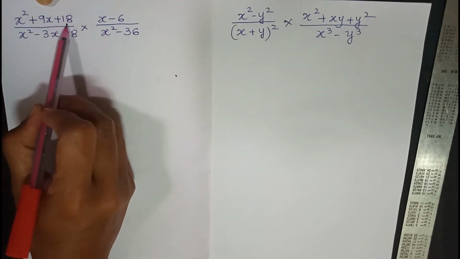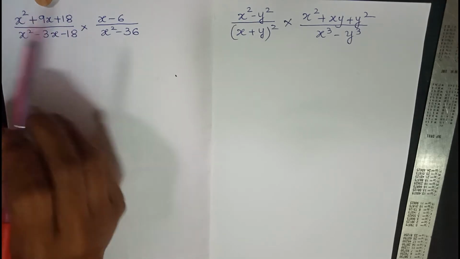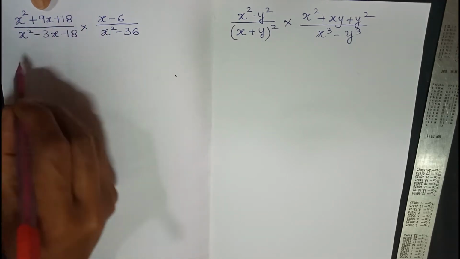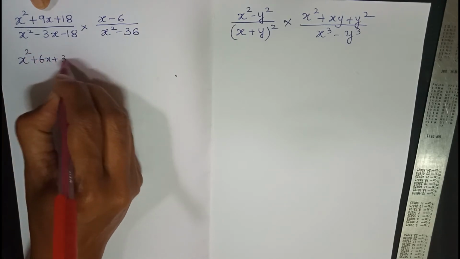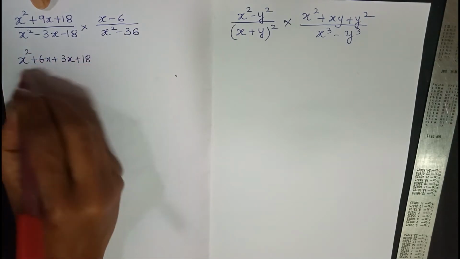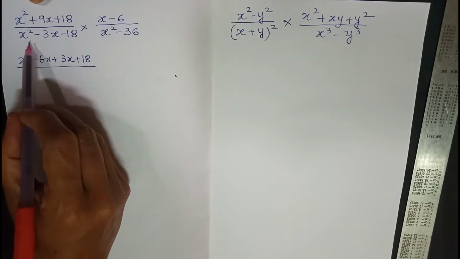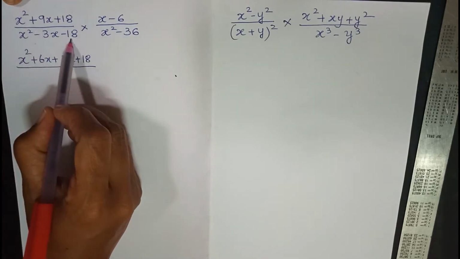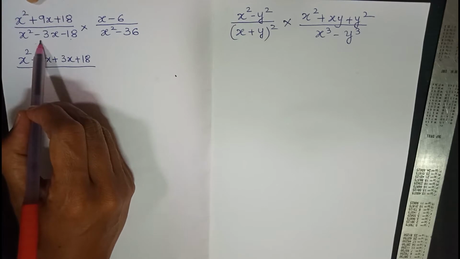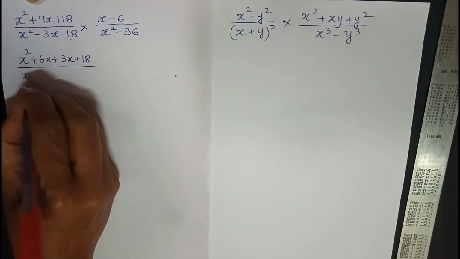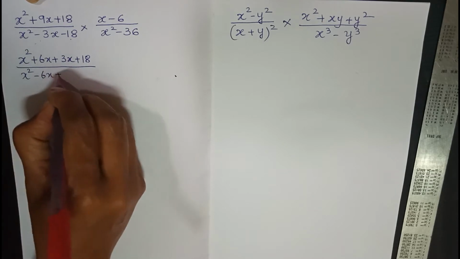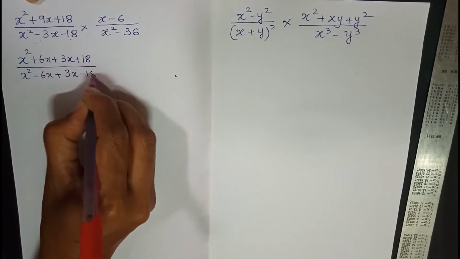Now we want the product 18 and addition 9. So 6 3s are 18 and 6 plus 3 is 9. So this first one can be written as x square plus 6x plus 3x plus 18. Now the denominator. We want product minus 18 and addition minus 3. So it is minus 6 and plus 3.